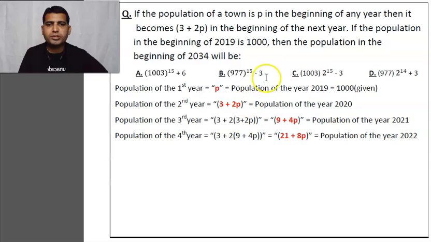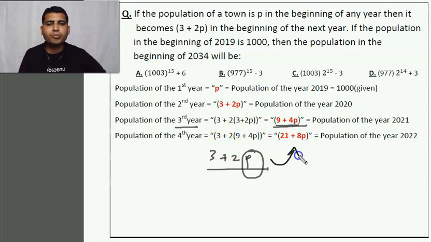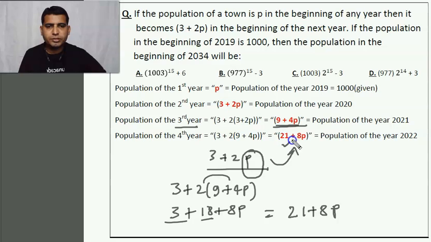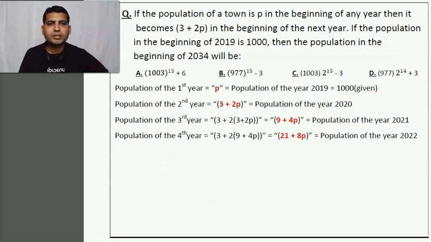So the population of the fourth year will again be in the format of 3 plus 2p, where p must be the population of the third year, which is equal to 9 plus 4p. So by putting the value p equal to 9 plus 4p in place of p in 3 plus 2p, we will get the population of the fourth year. Let's see. 3 plus 2 into (9 plus 4p): 3 plus 2 into 9, 18, plus 2 into 4, 8p. 18 plus 3, 21. That means 21 plus 8p, which is the population of the fourth year.